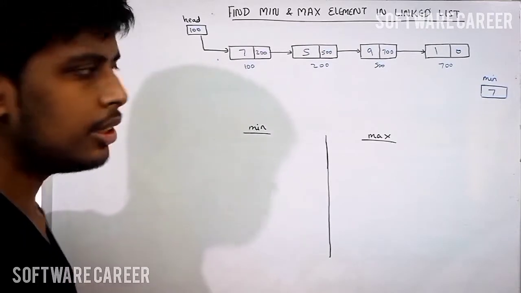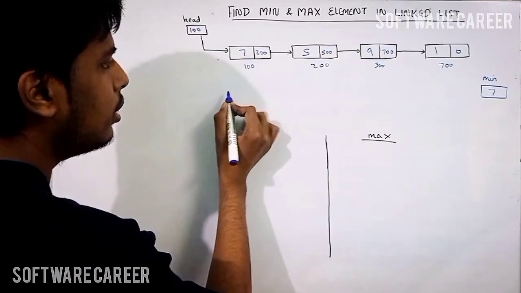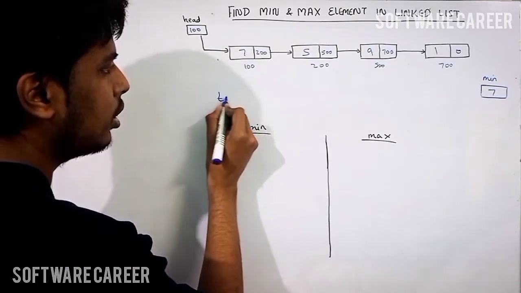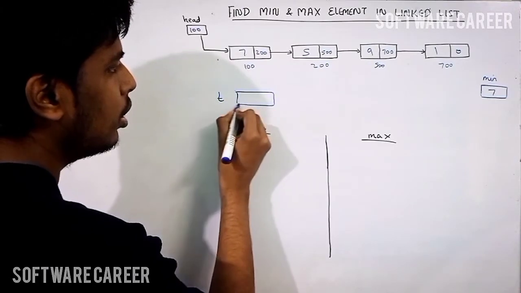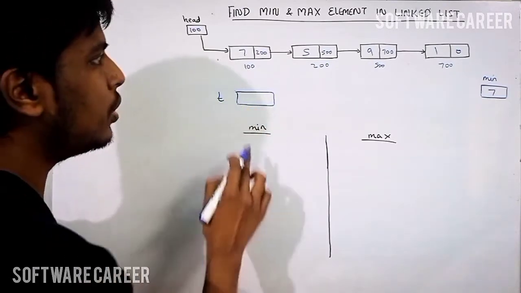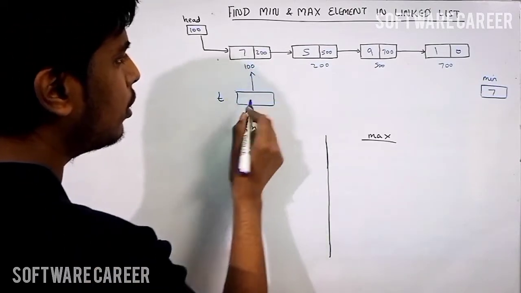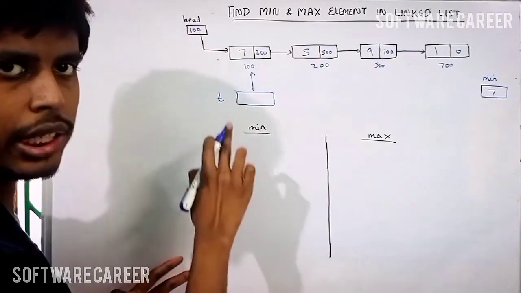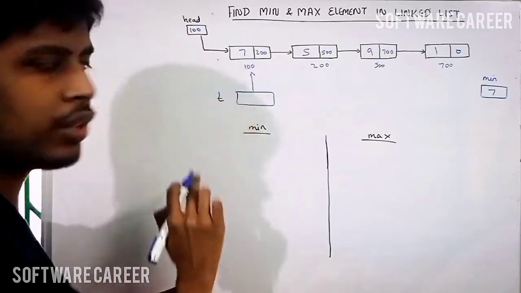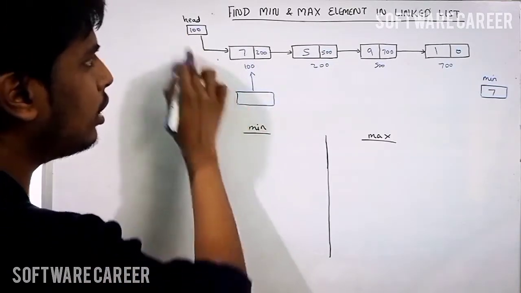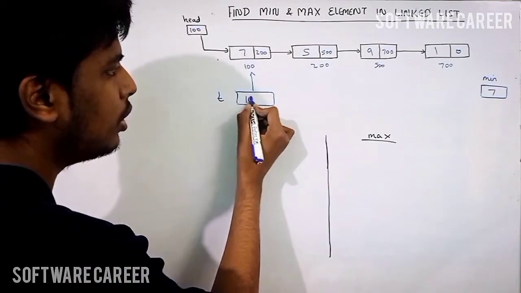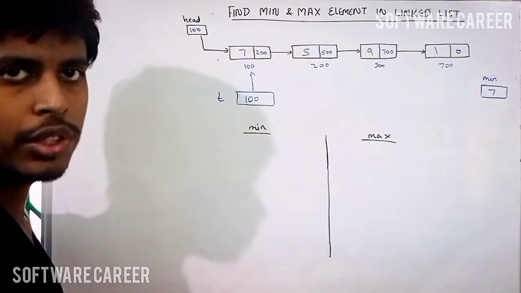The next step is you should create a pointer called t. This pointer is used to point towards the first node. So t equals to head, because head is the pointer which points towards the first node. If you write t equals to head, head is 100. So t equals to 100 means it points towards the first node.